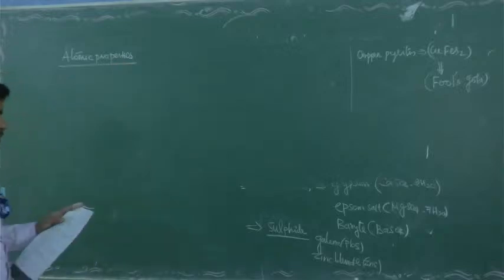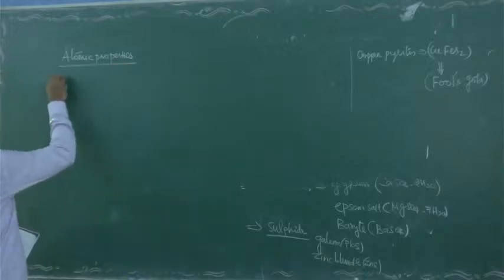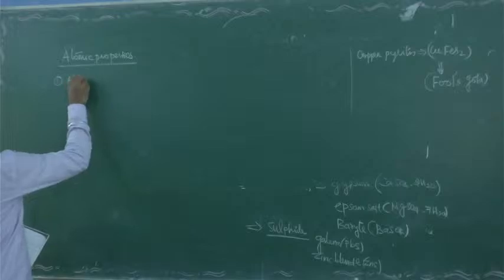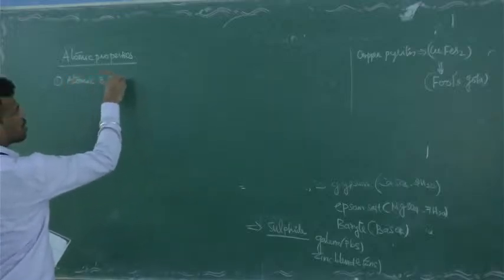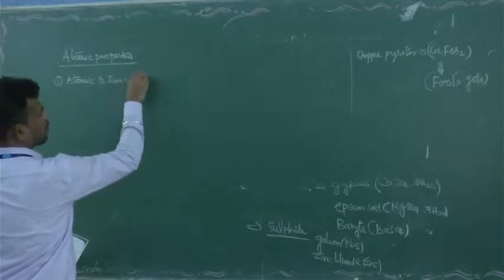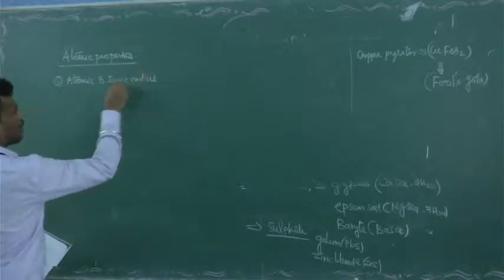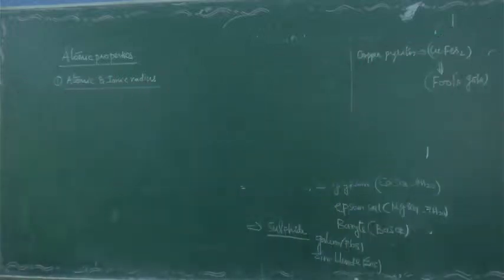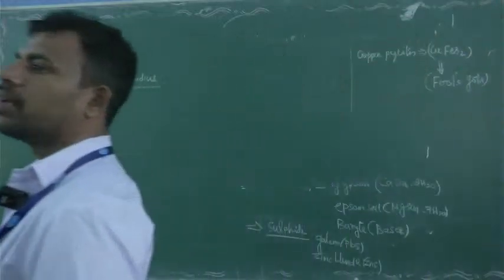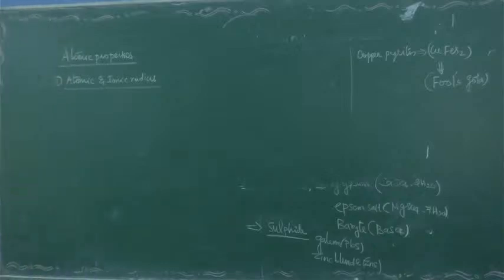The first atomic property we are going to discuss is atomic and ionic radius. Nothing special in this. Moving left to right across a period, atomic radius decreases. Going down the group, it increases. Is it clear? Very good.